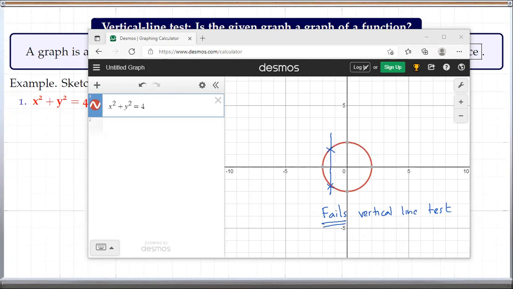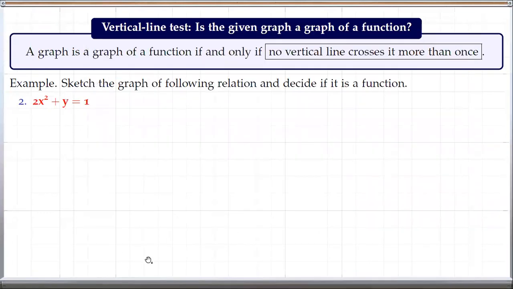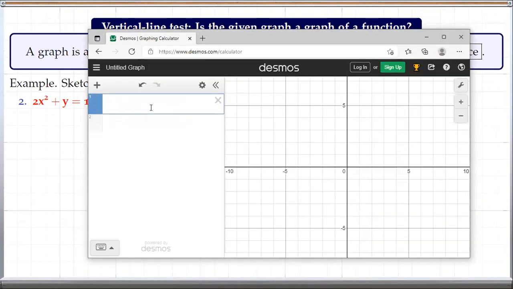Now let's look at the next example. Here we are given 2x squared plus y equals 1. Again, let's graph this in Desmos and see if it passes or fails the vertical line test. So this time we have 2x squared plus y equals 1. This is the graph of the function.